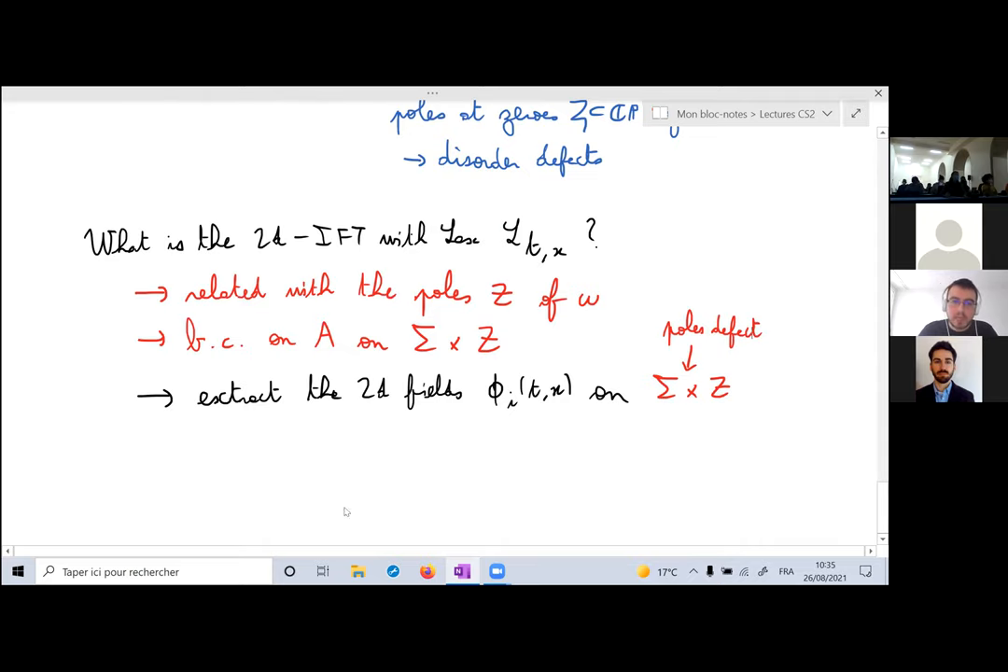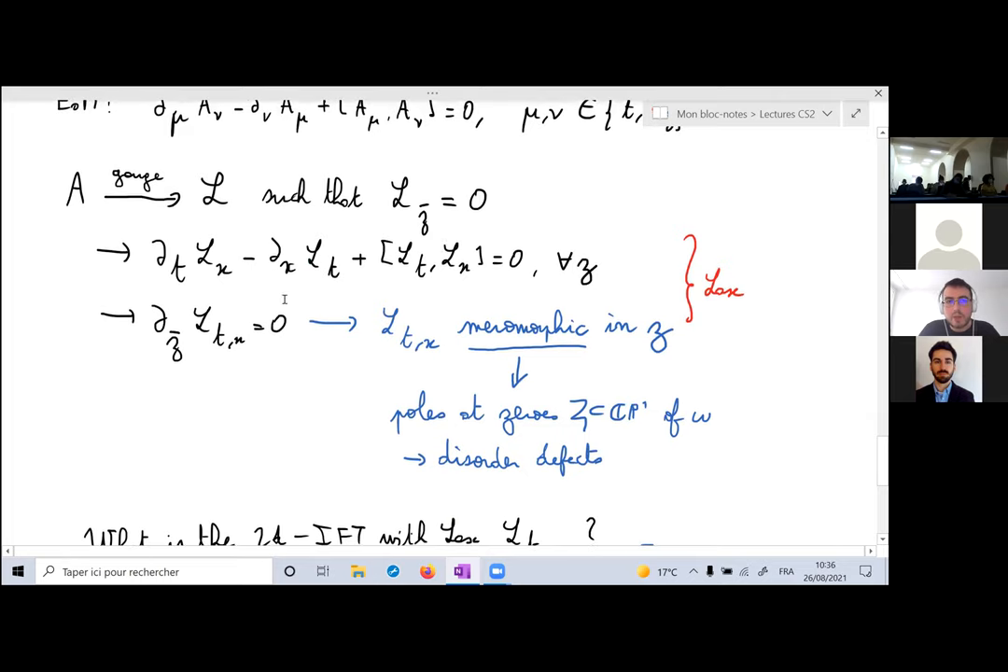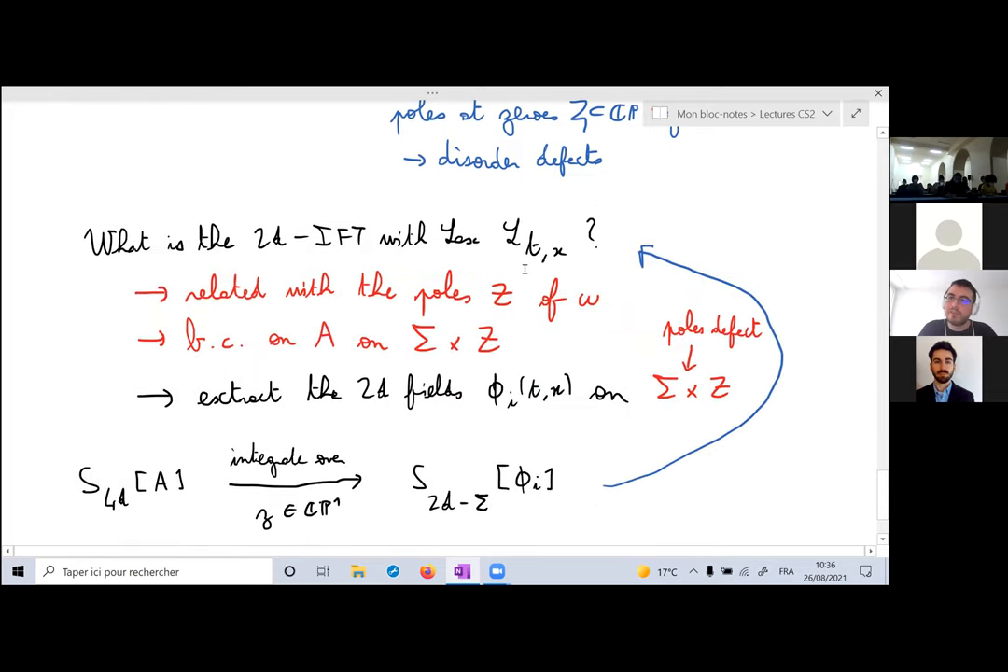boundary conditions. And then in some sense, the final step in all this story is that we take the 4D Chern-Simons action, we reinsert the expression of A in it, and then we explicitly do the integration over the Z part, so the part in CP1, and then by construction, we get a 2D action, which is only along the sigma part. And this 2D action, the magic is that it will depend only on these 2D fields phi I that we're leaving on this poles defect. And then by construction, because we get it from the 4D Chern-Simons theory, we are sure that the equations of motion of this thing are the equations of motion we found before, which take this Lax connection form. So we know for sure that this will be integrable. And this is then the action that corresponds to this Lax connection.